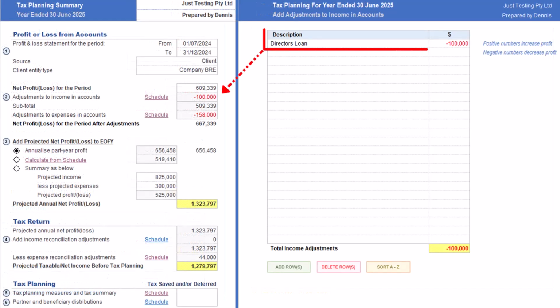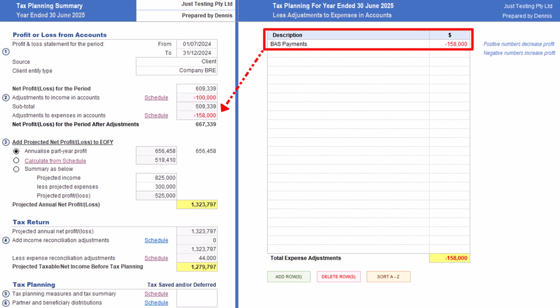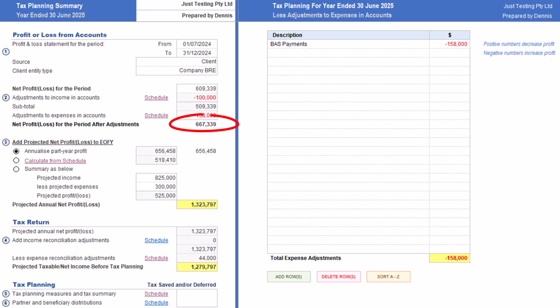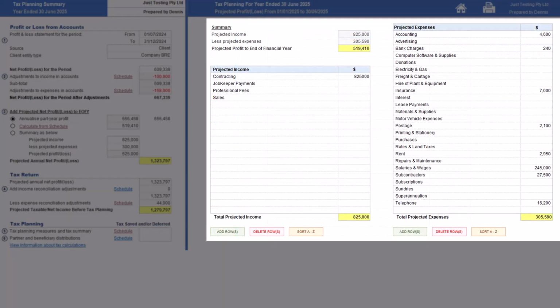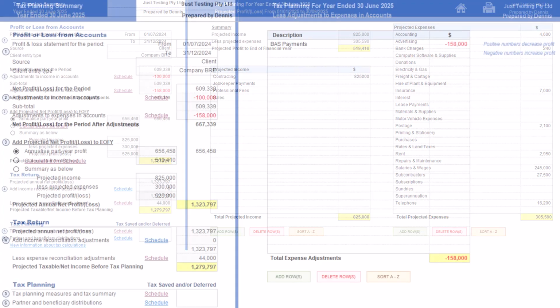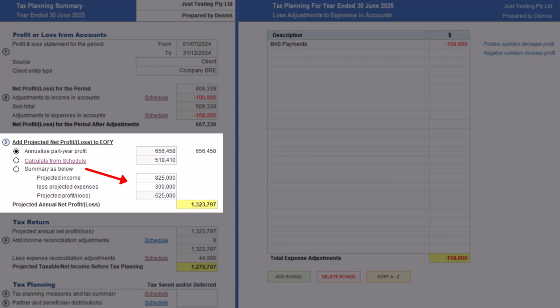In the profit and loss statement, your client has shown a director's loan as income and BAS payments as an expense. These amounts are entered in the relevant schedules for step 2 to arrive at a real profit for the year to date. At step 3, you project the profit to the end of the financial year using one of three options. At the first option, the spreadsheet will annualise the part-year profit. At the second option, you enter details of each income and expense item for the remaining period. And at the third option, you enter a summary of the total income and expenses for the remainder of the period. For the purposes of this demonstration, I've selected the first option.